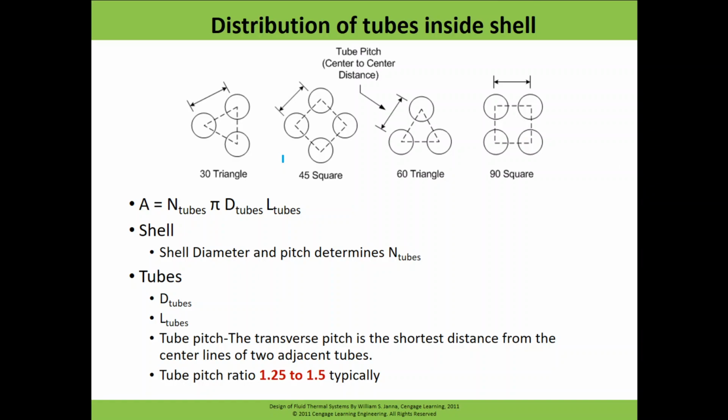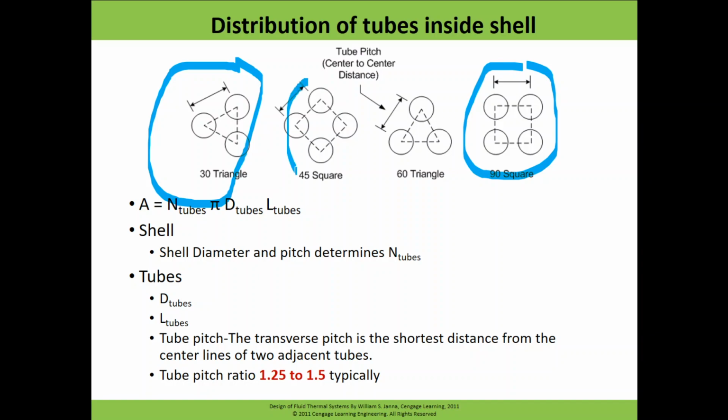The tubes can be placed inside the shell in different manners. They can be placed in a triangular manner, or in a square or rhombus manner, like a square at an angle of 45 degrees and a square at an angle of 90 degrees. Similarly, a triangle at an angle of 30 degrees and at an angle of 60 degrees.